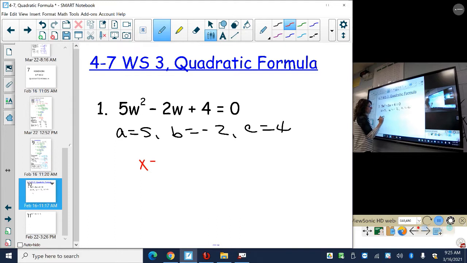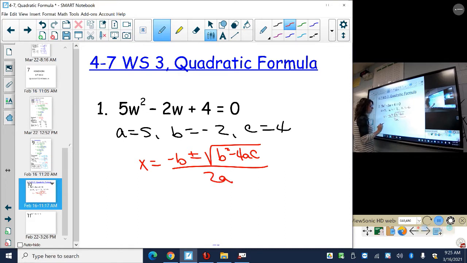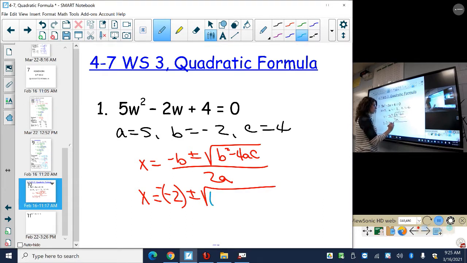So there, I'm going to write x equals negative b plus or minus the square root of b squared minus 4 times a times c all over 2a. And I'm going to start plugging in. So that's -2 times a negative plus or minus. This is going to be -2 squared minus 4 times 5 times 4 all over 2 times 5.